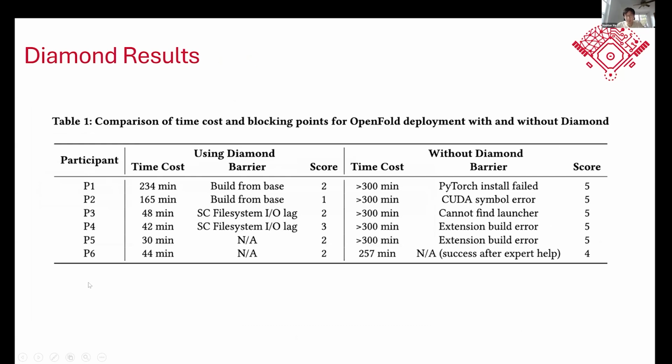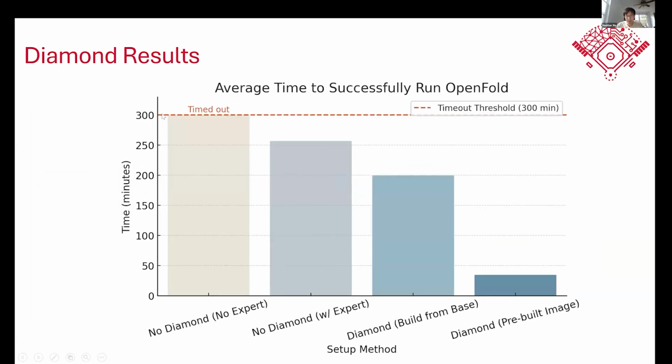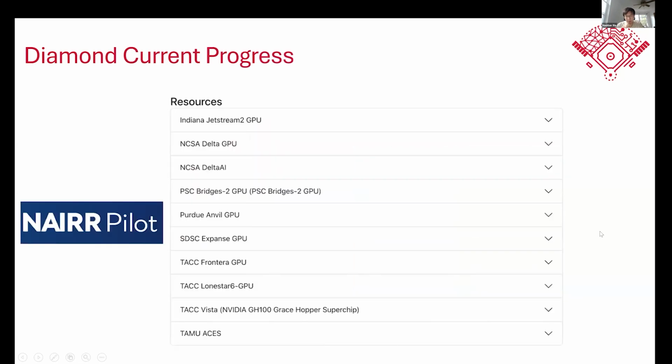We had 6 PhD students compared with us. All those participants are familiar with HPC, but even for them, when we let them build OpenFold from scratch without using Diamond, they had some difficulties. But using Diamond, they could all finish this in 5 hours, even from the base. That means without using pre-built containers. And we can find that we significantly reduce the time for users to run deep learning workflows.